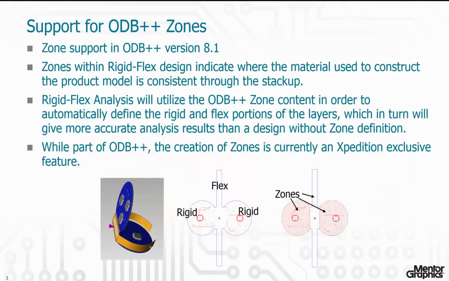The other thing I want to highlight is with this latest release of ODB++ 8.1, we now support zones. This is where you might define your zones within your Expedition design and then pass that zone information over to Valor NPI. These zones are where the material used to construct the product model is consistent through the stack up. And very important to note is by utilizing the zones, the rigid flex analysis can now properly analyze the design based on the zone type. Hence, applying the right type of checks to the correct zone and in turn giving us a more accurate analysis.